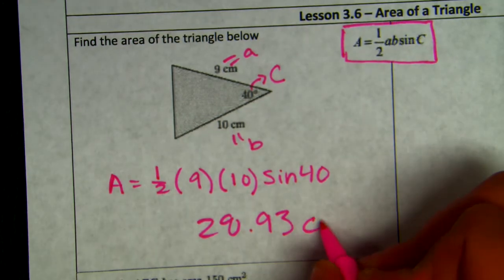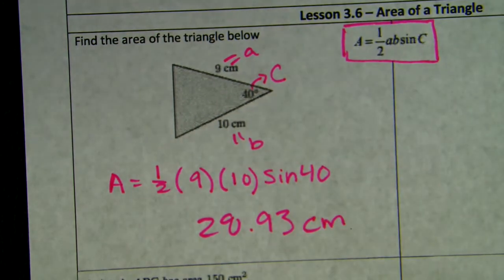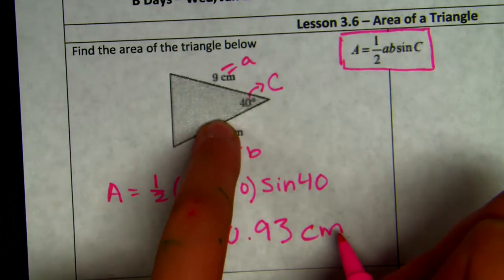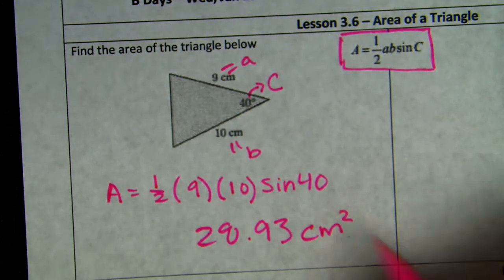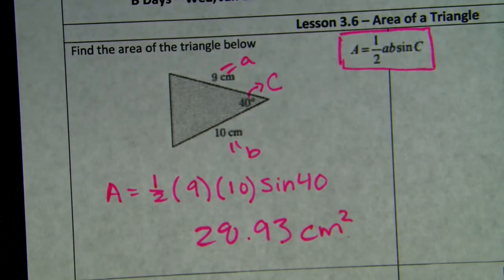If we're being fancy, we can add on our units as any excellent math scholar would. I'm taking centimeter times centimeter, so that would give me centimeters squared. So we end up with 28.93 centimeters squared.